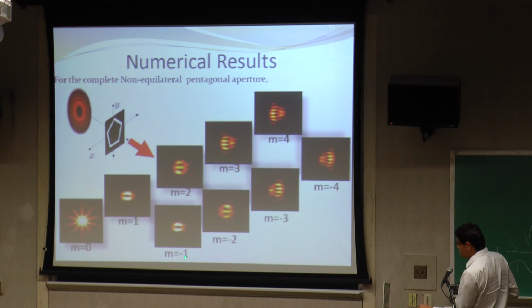But if you use the negative charge, the intensity pattern is rotated. They rotate opposite to the topological positive charge.